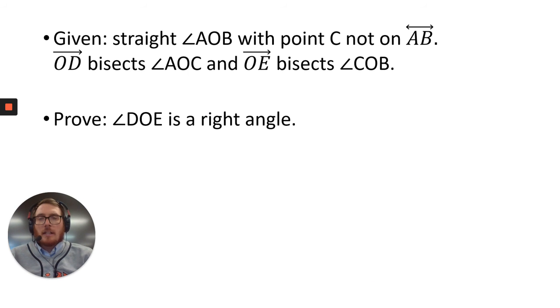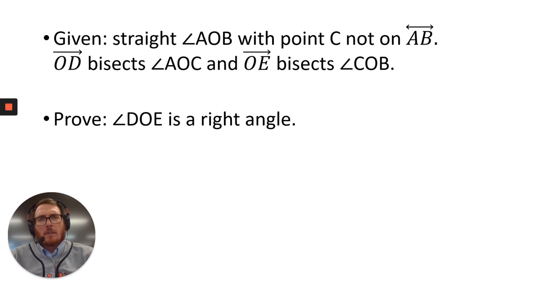The next question is a proof. So remember, we've been working on two-column proofs and using the information that we've already learned in order to make the proof. Part of your homework is going to be this question. So given the straight angle AOB, so think of a straight line with the point O in the central piece of your line. Then point C is not on AB. So somewhere point C is there, and then OD bisects angle AOC, and OE bisects COB.